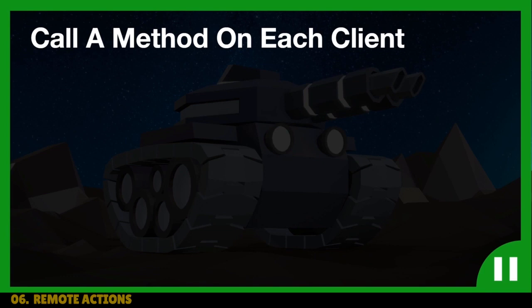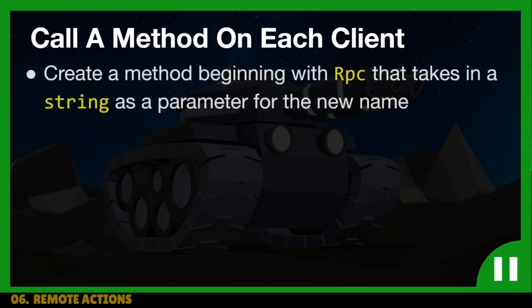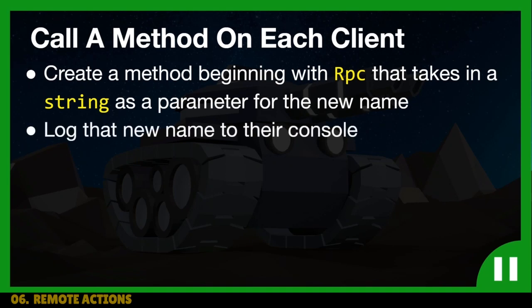So for your challenge, you'll be getting the server to call a method on each client. And the way to do this is to, first of all, create that method that will be called on each client. So that will begin with RPC, and it'll take in a string as a parameter for the new name, because that's what we'll be logging. And then we need to log that to the console. So in that method you just made, do a debug log to log that new name.